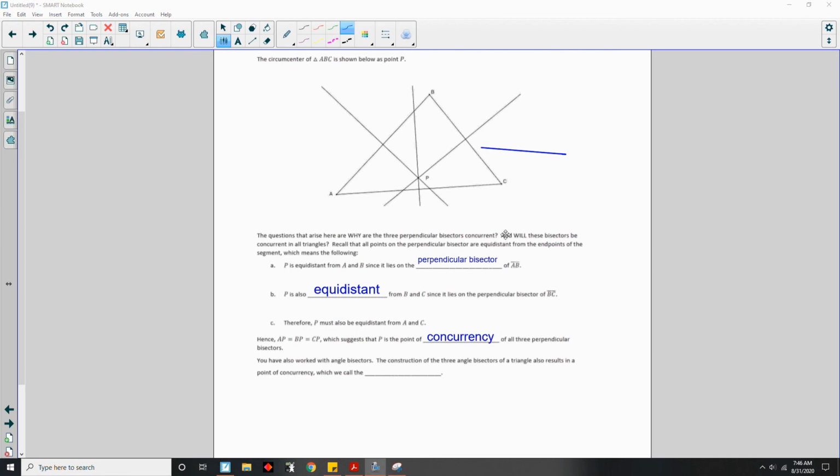Okay, you have also worked with angle bisectors. The construction of three angle bisectors of a triangle also results in a point of concurrency, which we call the, and I already gave that to you in the definition. I don't know if you remember, there's two words for it, but we're going to use this one. Incenter. It's also orthocenter, but we'll get to that later. Okay, so incenter.